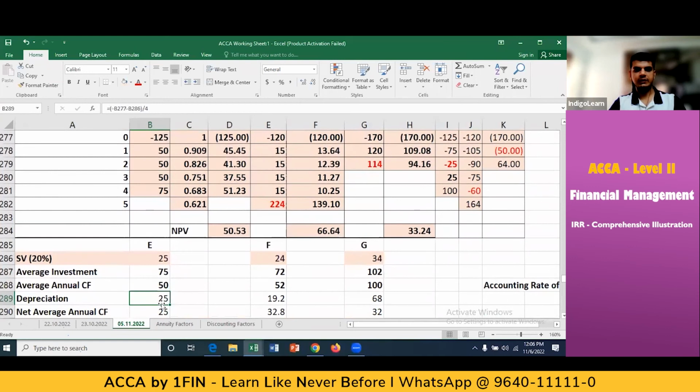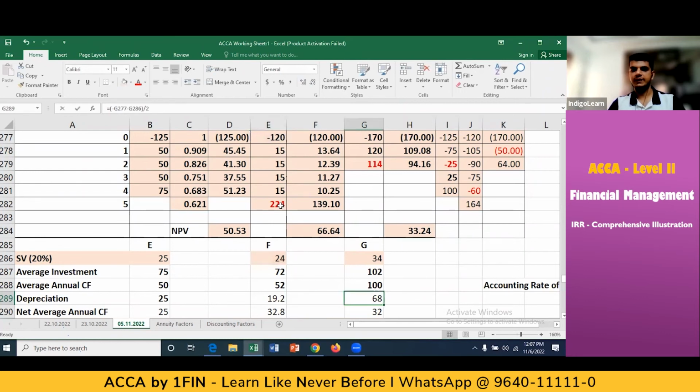So if we want to calculate depreciation, the initial cost is 125 minus 25, that is 100. Life of the asset is 4 years. So 100 divided by 4 is 25. Similarly, here 120 is the initial cost minus scrap value 24, that is net 96. Life of the project is 5 years, so divided by 5, coming to 19.2.